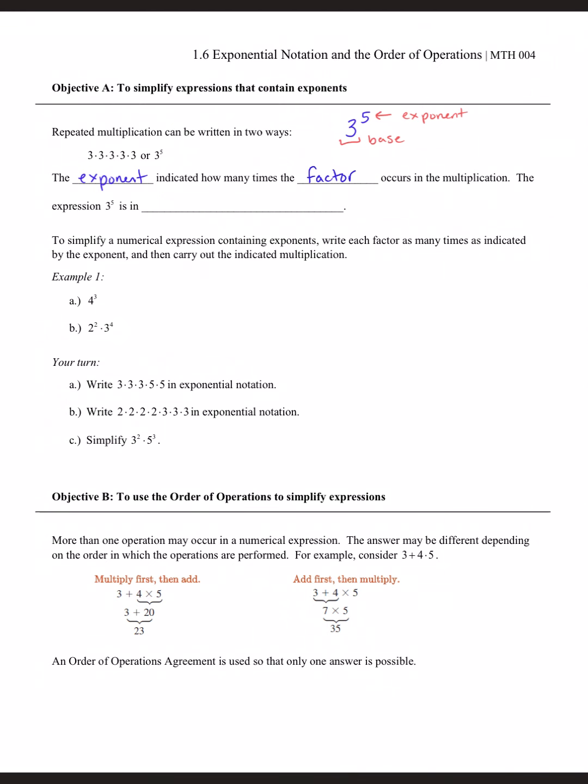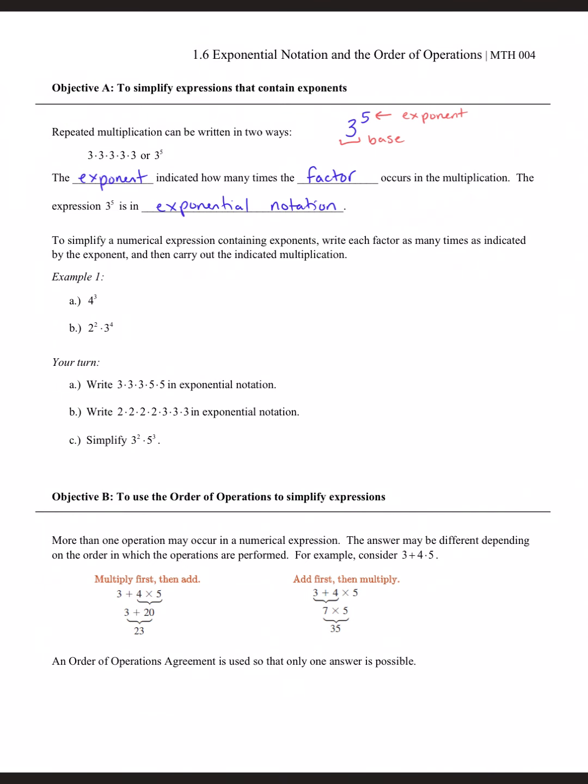The expression 3 to the 5th is in what we call exponential notation. We call that 3 a factor. It's the base. Factors are when we multiply things together. So each of these 3's is considered a factor. We have 5 factors of 3.